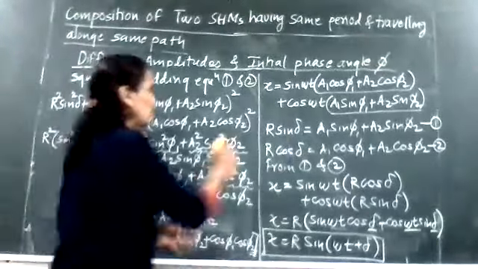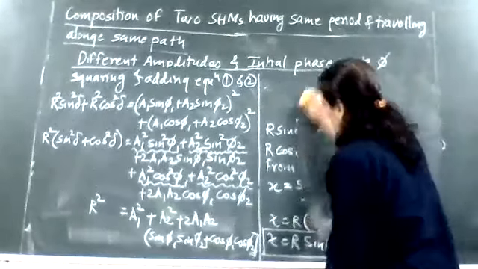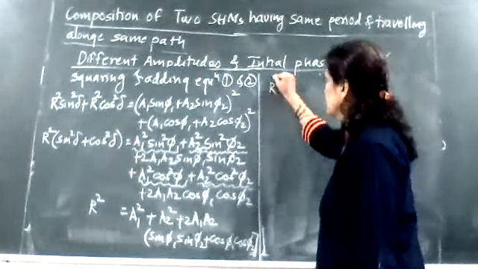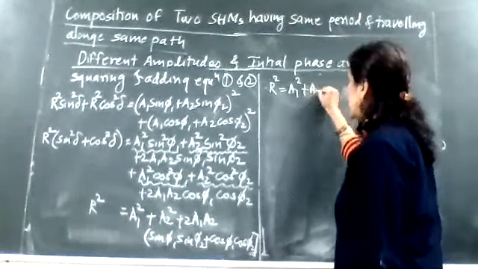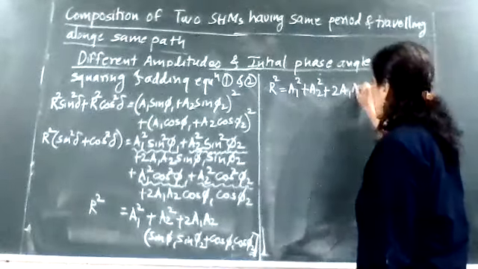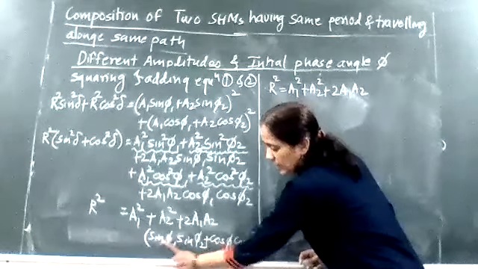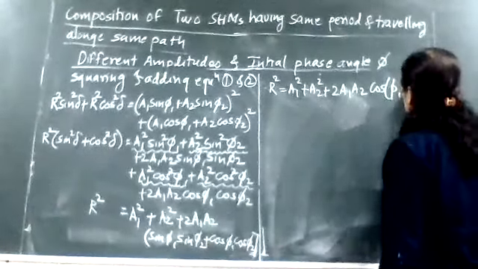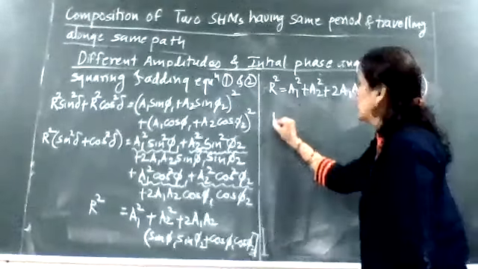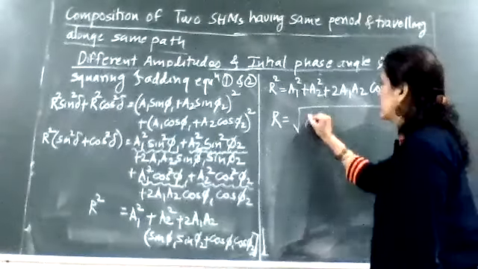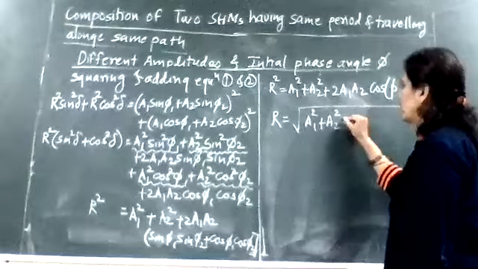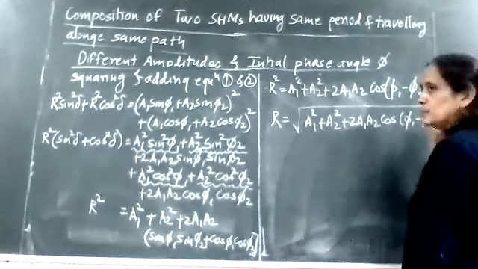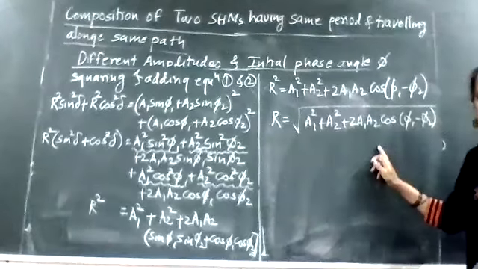Clear? So now again I can use a trigonometric identity, and in that, what am I getting here? R square is equal to A1 square plus A2 square plus twice A1 A2 and this identity. What is that identity? Sin phi 1 sin phi 2 plus cos phi 1 cos phi 2 can be written as cos of phi 1 minus phi 2. Therefore, your R can be written as square root of A1 square plus A2 square plus twice A1 A2 cos of phi 1 minus phi 2. This is nothing but your resultant, right?